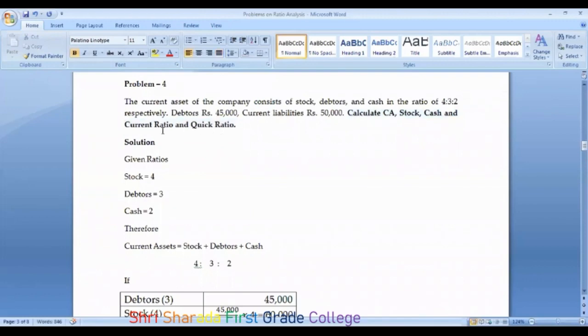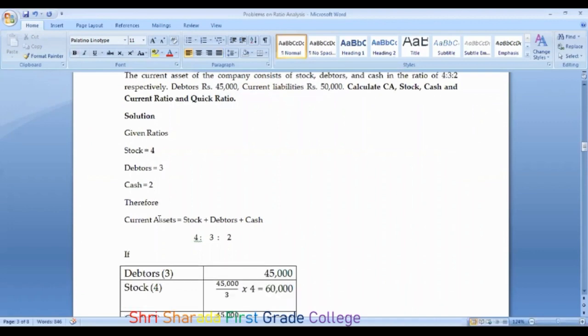So see, there is a hint to find out the values. They have asked you to find out the current ratio as well as the quick ratio. What is the formula to calculate the current ratio? Current assets divided by current liability. Quick ratio is quick assets divided by current liability. So by this information, there is also certain information given here. What is the information given? Stock is 4, debtors 3, cash 2. Add together, which gives you the current assets. Stock, debtors, cash are all the current assets. So current assets is equal to 4:3:2.